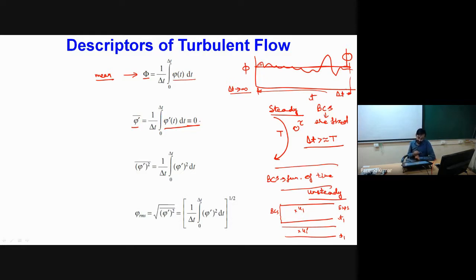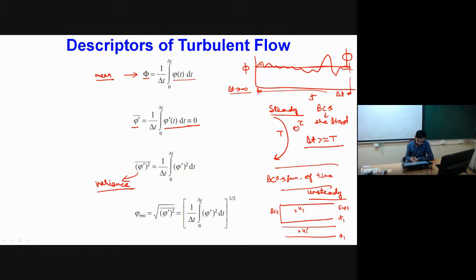Another important parameter which we will be using is the variance of the parameter phi. The variance of the parameter phi represents the spectrum of that parameter about the mean value. Okay, so we define variance as phi dash square, and bar of that. In order to make the bar, we have to take the time average.